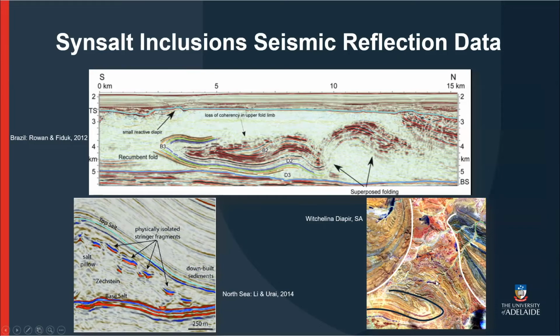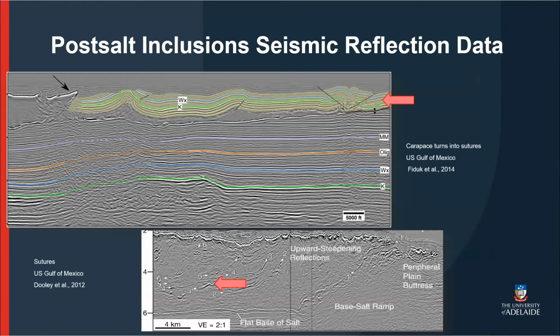And then here we have Witchelina diapirs. So this is the neck or the base of the diapir. You can see this beautiful recumbent fold sitting down here of the layered evaporite sequence. So you really see a very high degree of structural deformation within these layers.